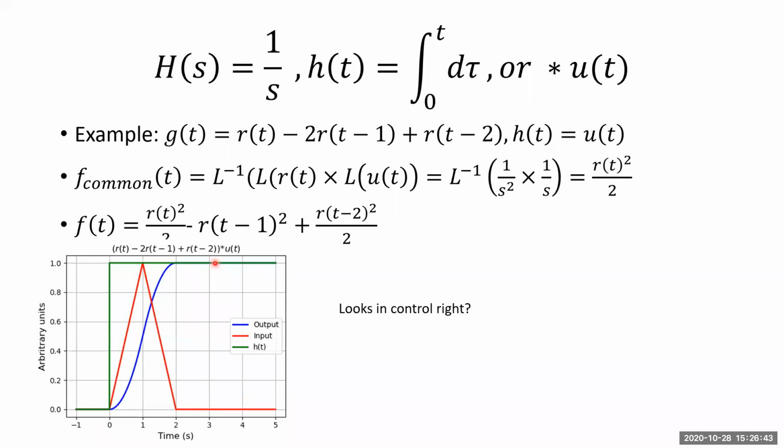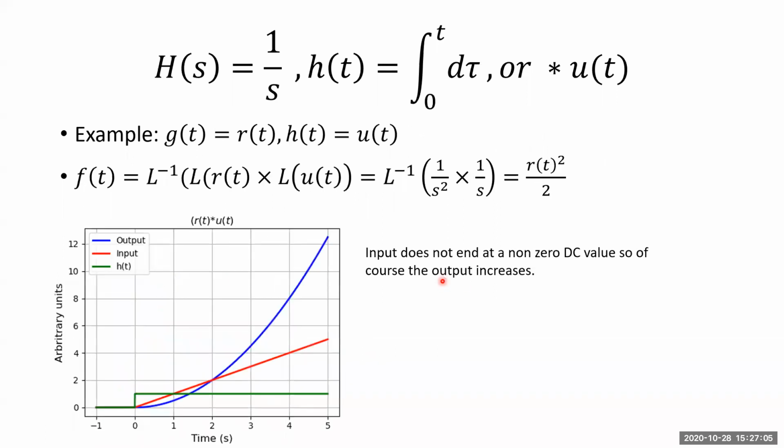Could be in control. You know, you said if I put in a kind of a step response or a DC value, if your output ended at some DC value, it could be in control. Well, this is a bit of a trick question.